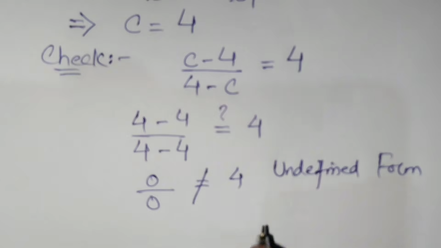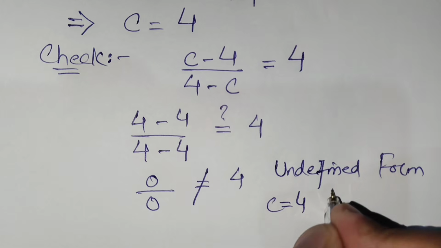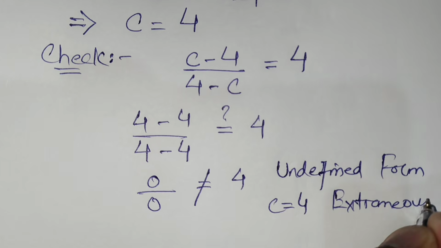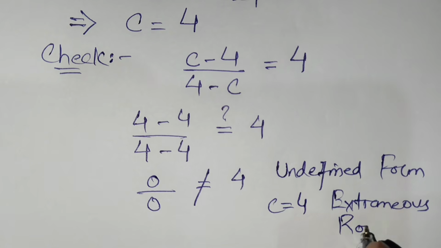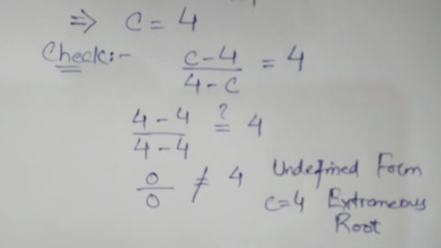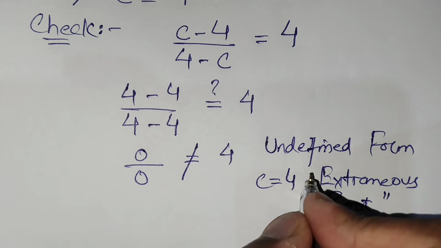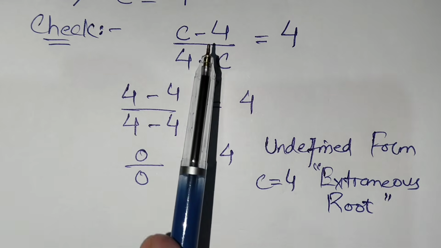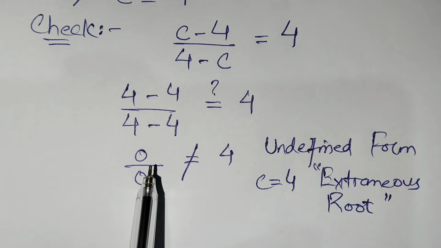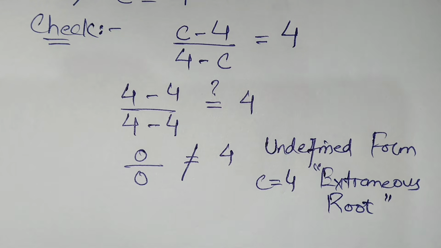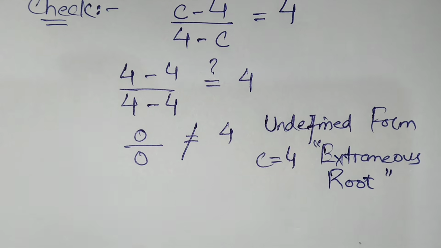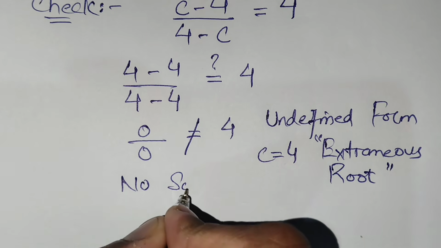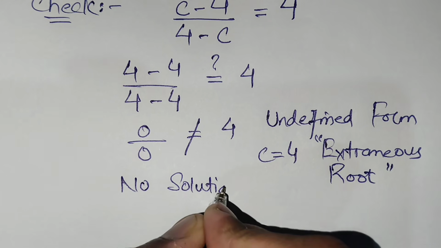And the value c equals 4 is an extraneous root. What is an extraneous root? The root which does not satisfy the original equation is called an extraneous root, like c equal to 4. Because if we put c back in our given equation, it does not satisfy left hand side equal to right hand side. So it is called an extraneous root. And in the end we say that no solution exists for the given equation.